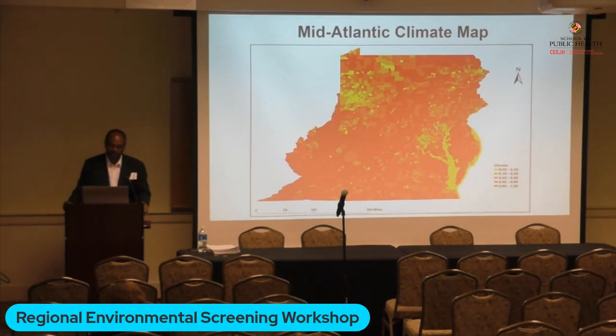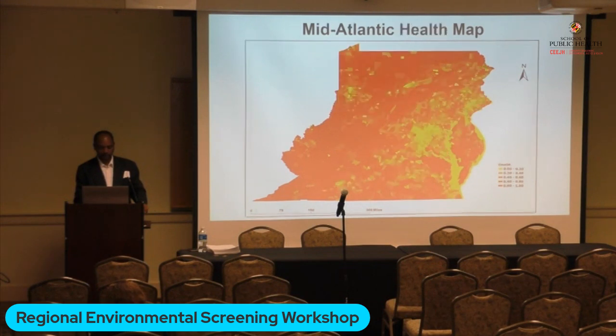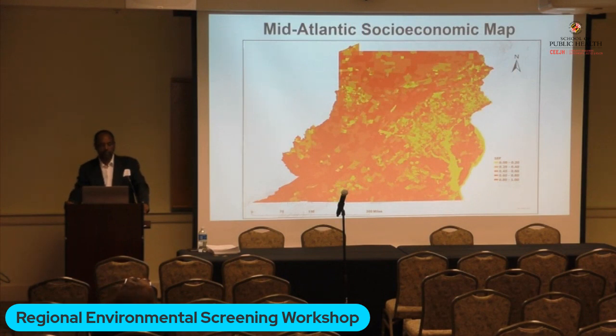What about the climate? Overall, there are some areas between 0 to 20, but it's a highly affected region. Health is more or less similar, except some areas around the DC metro areas. The socioeconomic map also shows some areas in Maryland and Northern Virginia are yellowish, but most of the area is red.